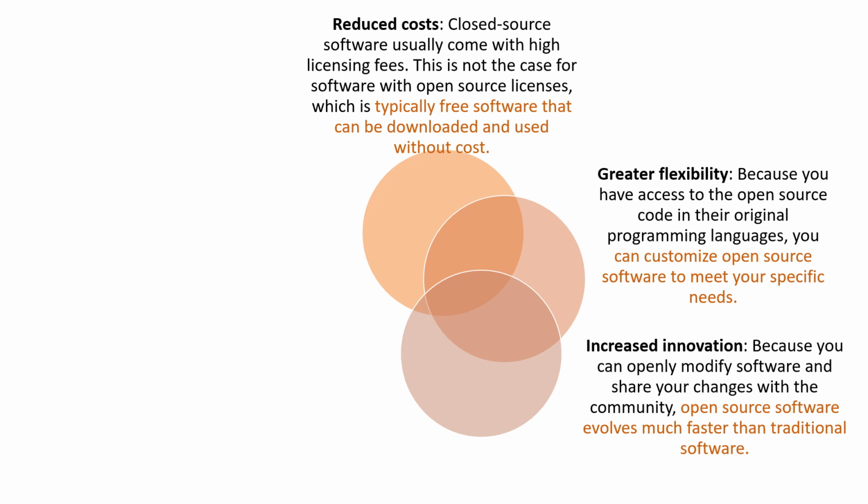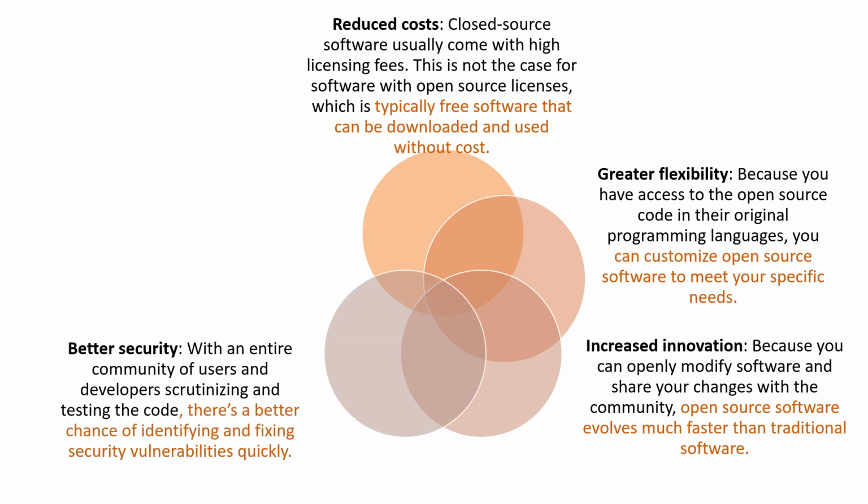And the next thing is increased innovation, because you can openly modify the software and share your changes with the community. Open source software evolves much faster than traditional software. Since you share with your community who are using the open source software like you, open source software evolves much faster than traditional closed software.